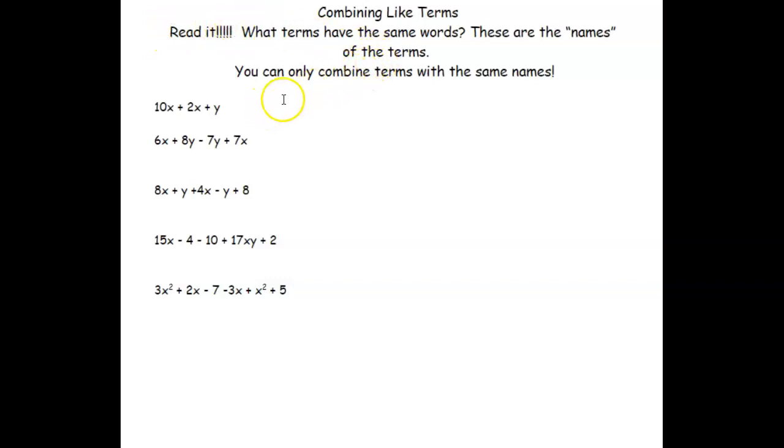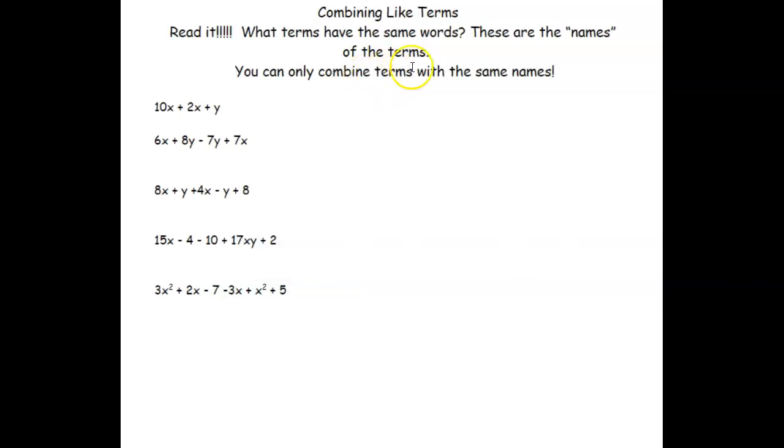When I read it, I'm looking for the same words, and what I call these are names. It's like your last name. So you can only combine terms with the same names or the same last names. If you go back to like kindergarten or first grade, when you learn to add apples and oranges and dogs, you can only add apples and oranges and dogs and dogs. You can't combine them all together.